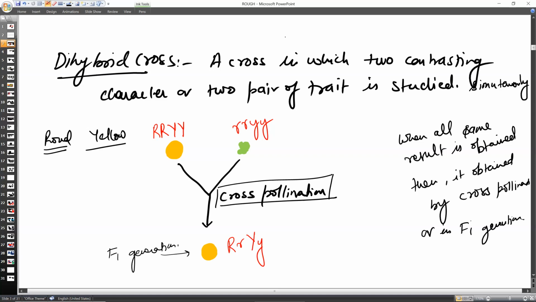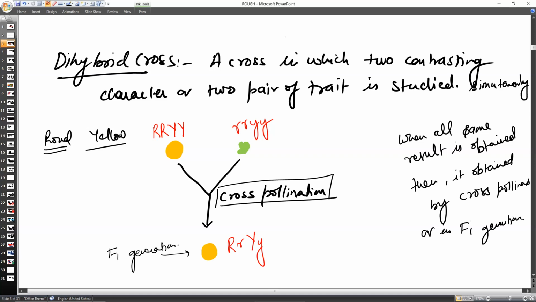So what we are going to have here is that in the F1 generation, for example, first he takes a round yellow seed, one seed with round shape and yellow color, and another with wrinkled shape and green color.